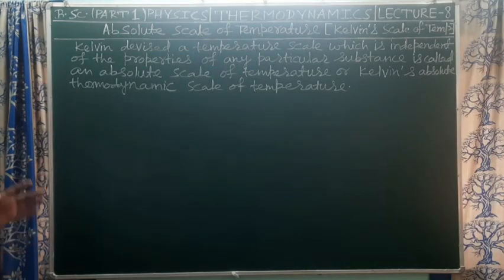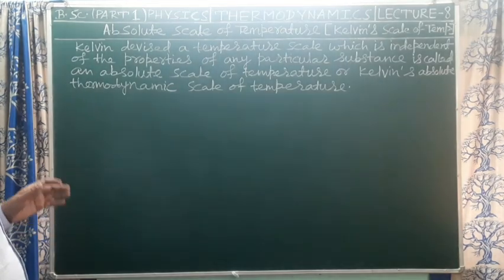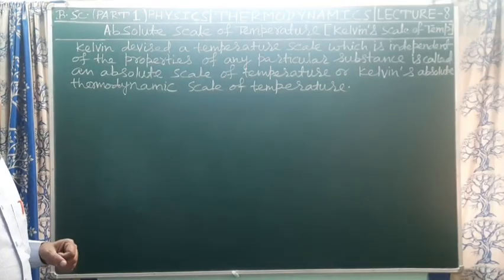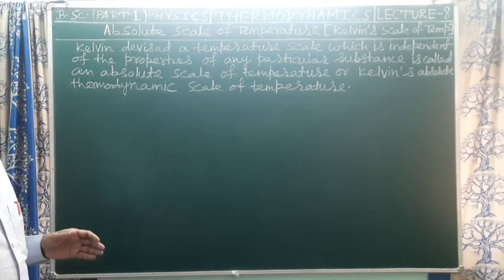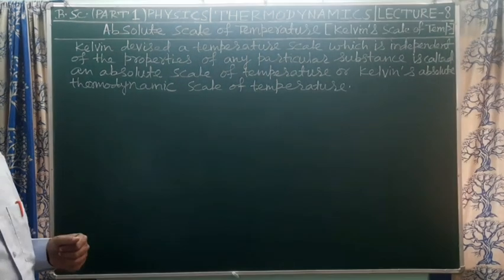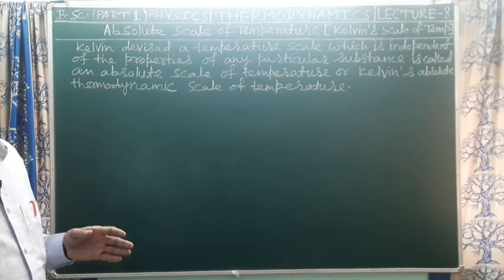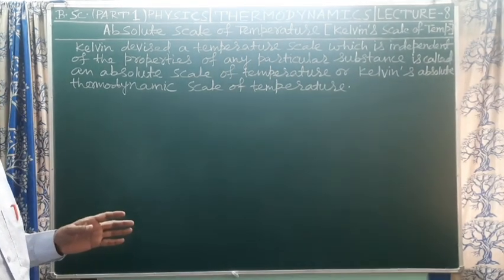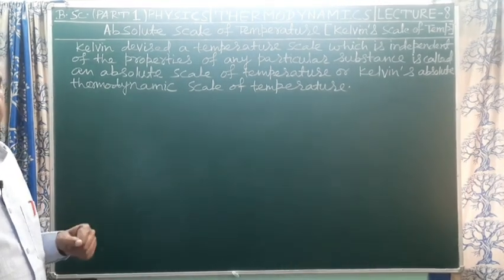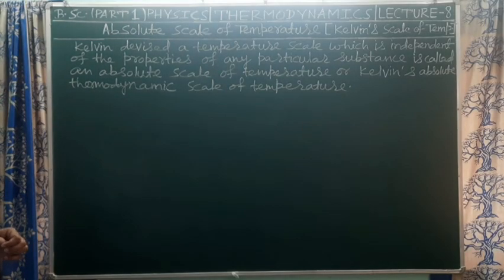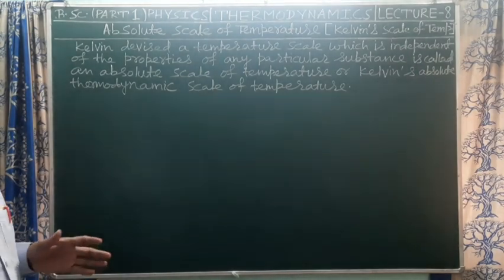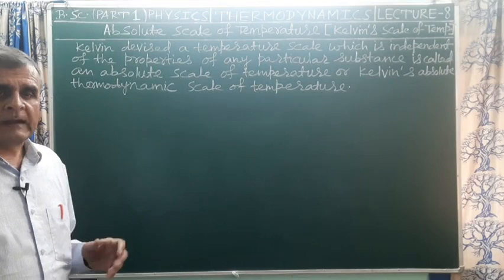Kelvin devised a temperature scale which is independent of the property of any particular substance, for example, the working substance gas of a reversible heat engine or Carnot's heat engine, and that temperature scale is known as the absolute scale of temperature or Kelvin's absolute thermodynamic scale of temperature. The absolute scale of temperature is based on Carnot's theorem.